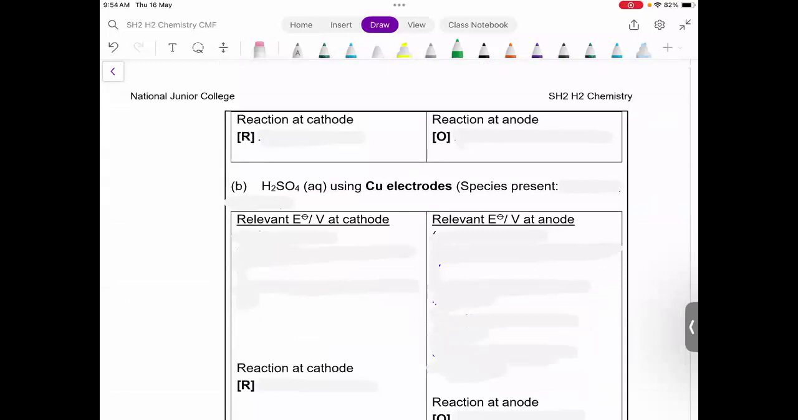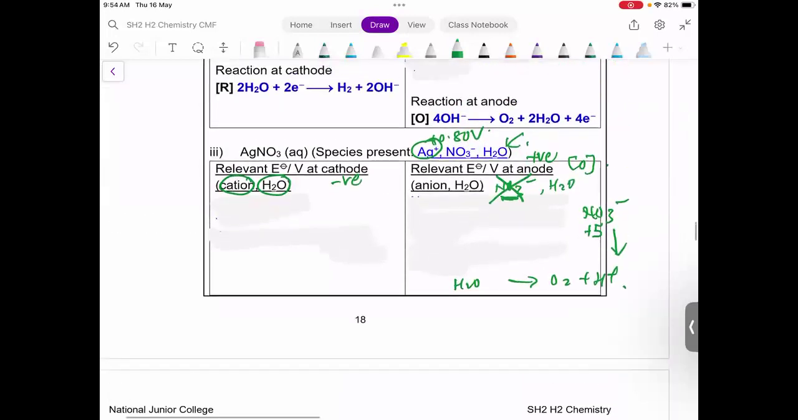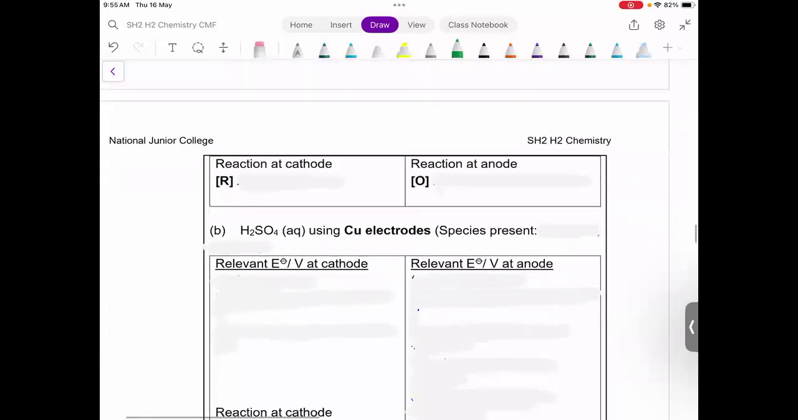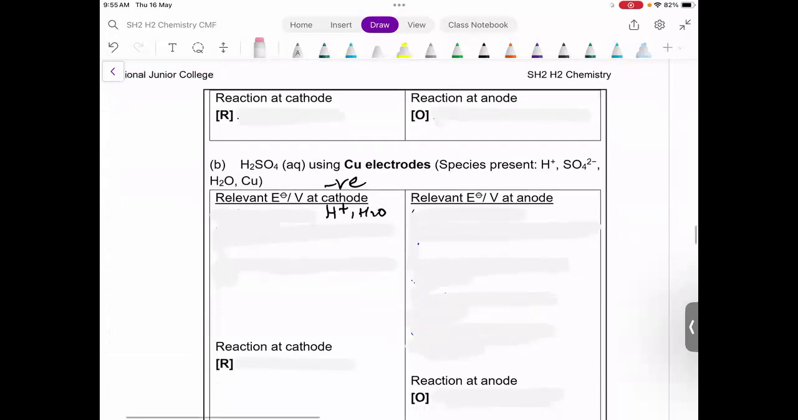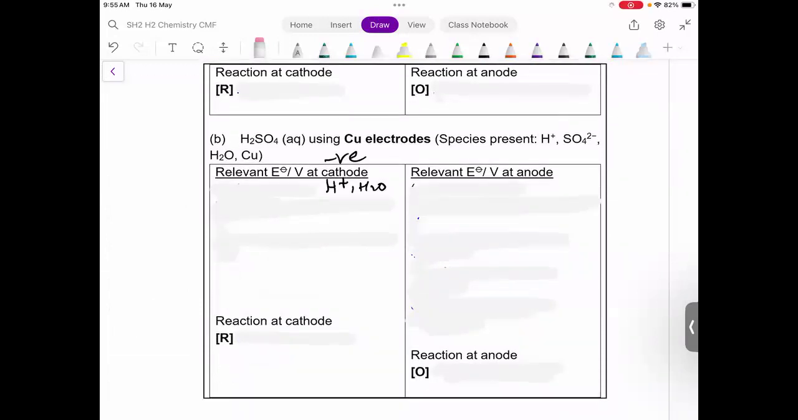Then let's look at part B, sulfuric acid using copper electrodes. Now we are no longer using inert electrodes, we are using a reactive electrode. At the cathode, which is negative polarity, you should be considering attraction of H+ and water. Do I need to consider copper at the cathode? Copper metal cannot be further reduced, so you don't need to consider copper at the cathode. Between these two, which one is preferentially discharged? Yes, H+. I hope you can see that H+ will be the one preferentially discharged.